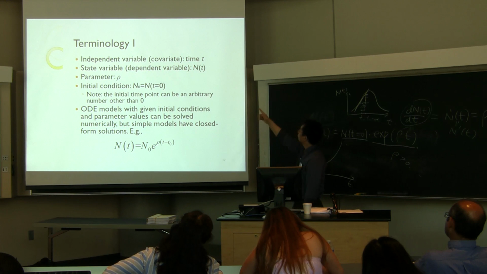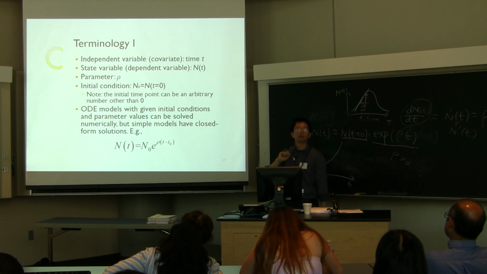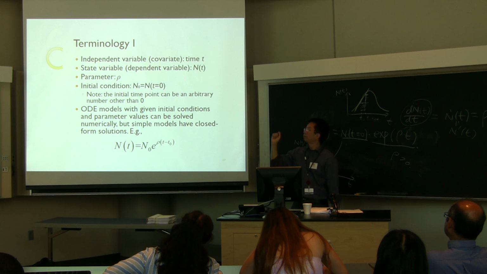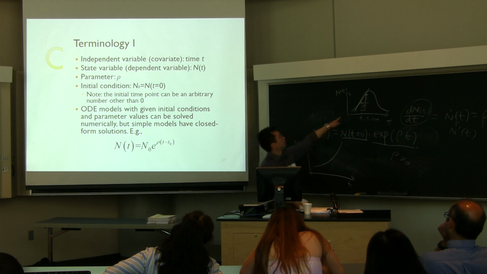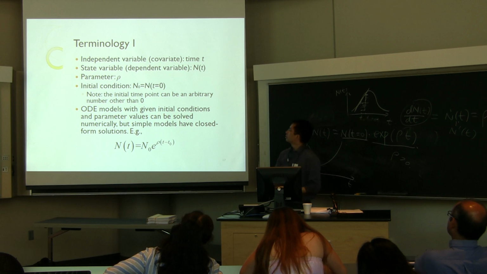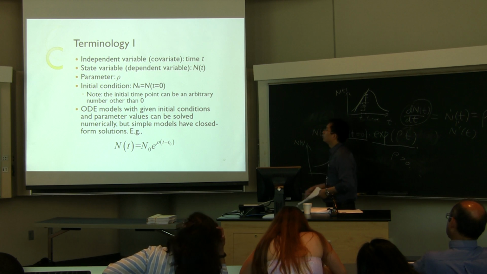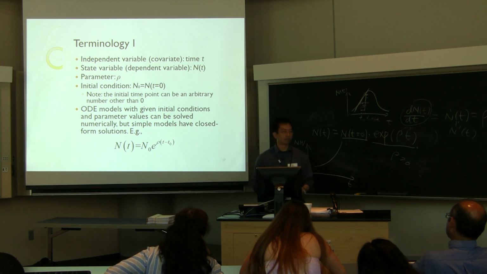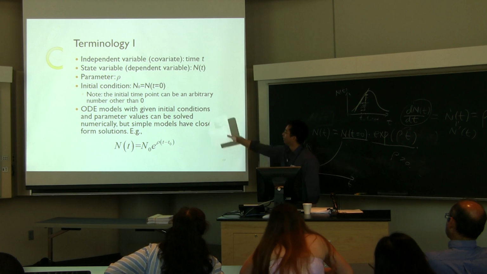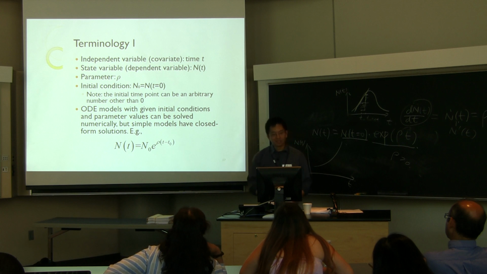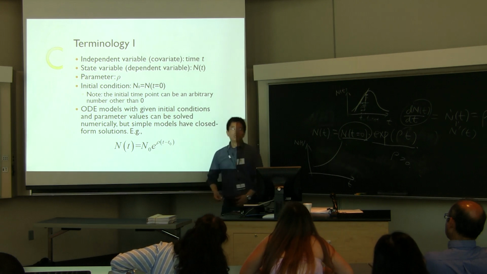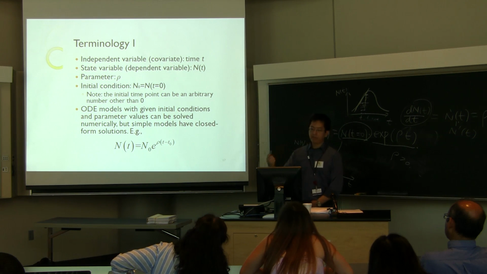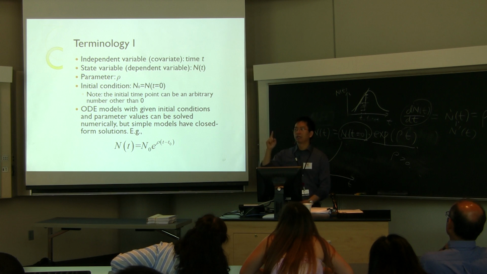However, the number of cells in the population we call the state variable, and sometimes also the dependent variable, because n is a function of t, which means n depends on t. That is, n will change versus time. The rho here in our model is called a parameter. We talk about parameters all the time. And the initial condition, that's what I wrote down here, is just the value of the state variable at time 0.